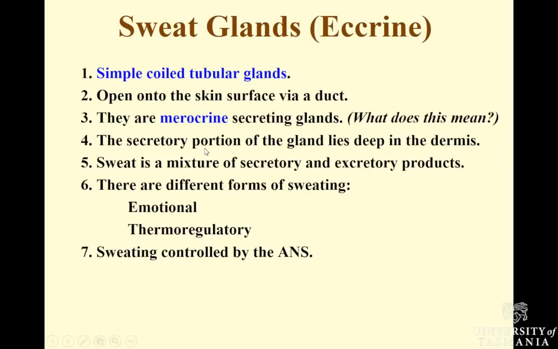The sweat which we produce is a mixture of secretory and excretory products, so we can get rid of some of our nitrogenous waste like urea through our sweat, and we also secrete some glycoproteins into that sweat as well. As I mentioned, there are two different types of sweating: emotional sweating and thermoregulatory. With thermoregulatory we're looking at evaporation, and emotional sweating is a little bit different. Sweating is controlled by the autonomic nervous system.